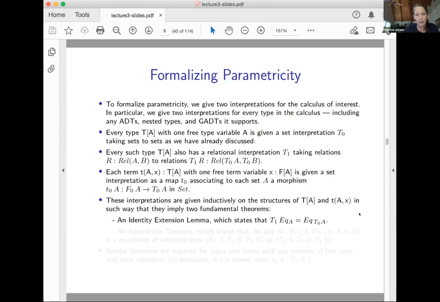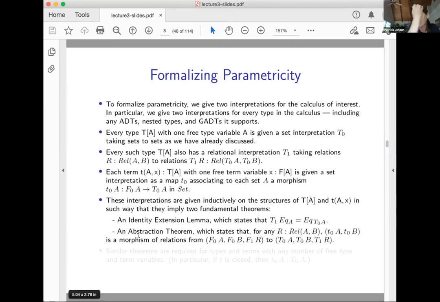And there's another property that you also have to satisfy, which is an abstraction theorem, something called the abstraction theorem. So notice that the identity extension lemma is only about the type interpretations. Now the abstraction theorem is going to be about term interpretations as well. And it's going to say something like this.